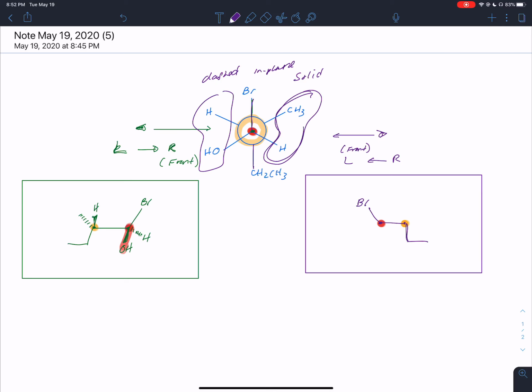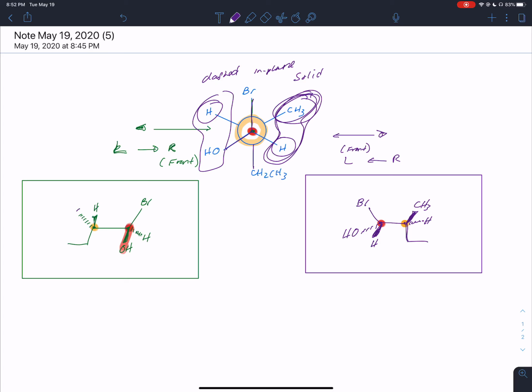Then the groups coming towards our view will be solid wedges. On the front carbon, we have a hydrogen. That would be a solid wedge group. And on the front carbon, the dash wedge group would be the OH. On the back carbon, coming towards us, we have a methyl. We're going to make that a solid wedge group. I'll draw that in now. And on the back carbon, we have the hydrogen going away from our view.